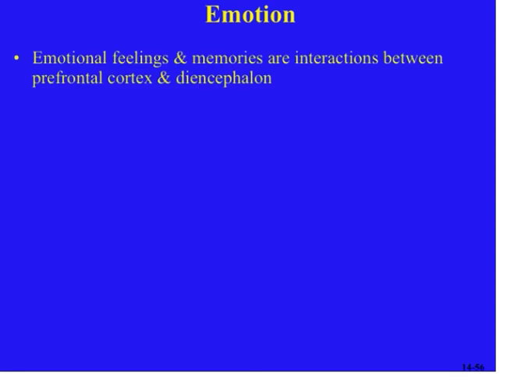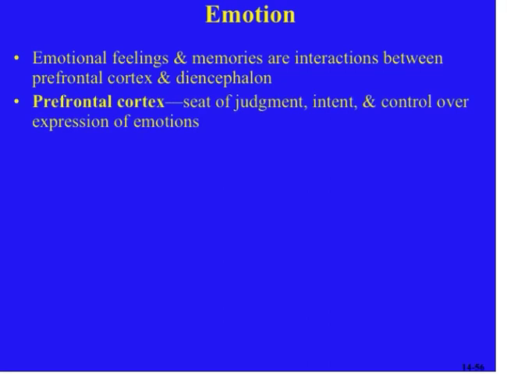Okay, let's talk a little bit about emotion. Emotional feelings and memories are interactions between the prefrontal cortex, the thinking part of your brain, and the diencephalon, that portion of the forebrain characterized by structures such as the thalamus. The prefrontal cortex is thought to be the seat of judgment, intent, and control over the expression of your emotions. Feelings come from the hypothalamus and the amygdala. And again, the amygdala and the hypothalamus have a major role in the limbic system.